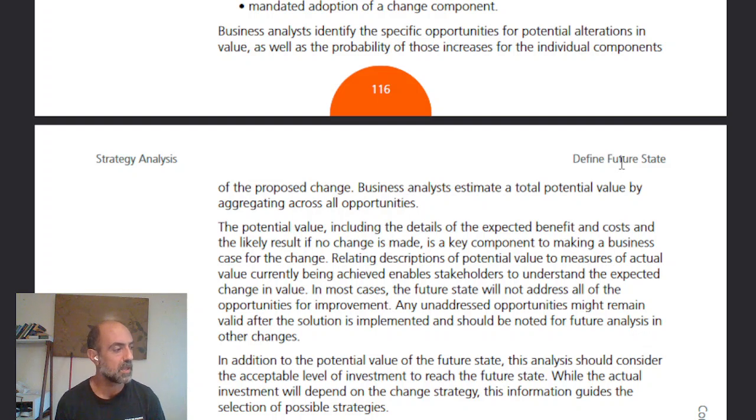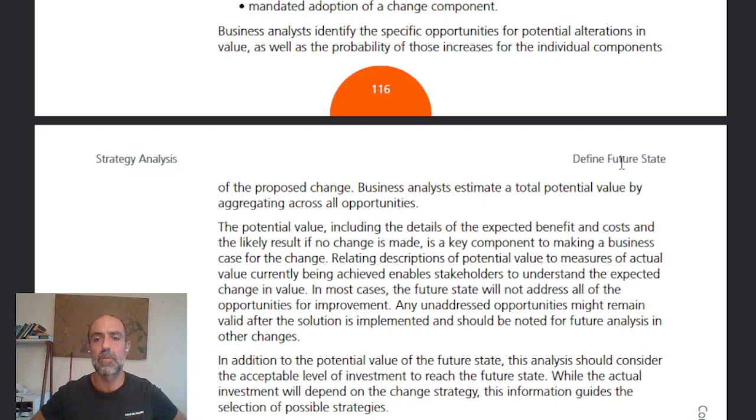It's the same as if you don't buy this car, you're going to keep taking the bus for another 6 months. I'm making sure they understand that if you keep taking the bus, how miserable you're going to be. Relating descriptions of potential value to measures of actual value currently being achieved enables stakeholders to understand the expected change in value.